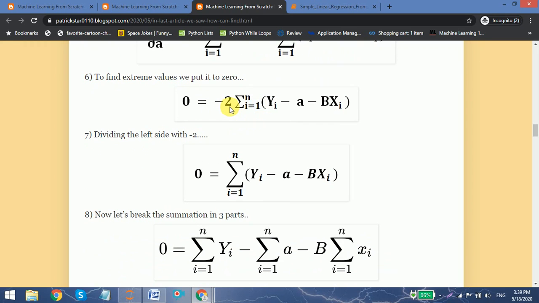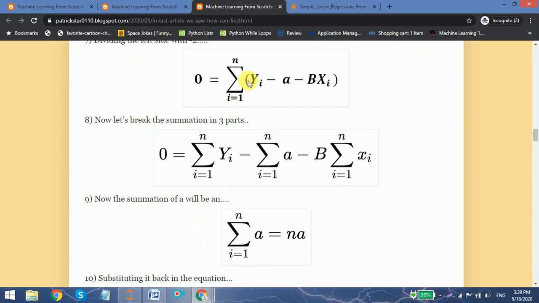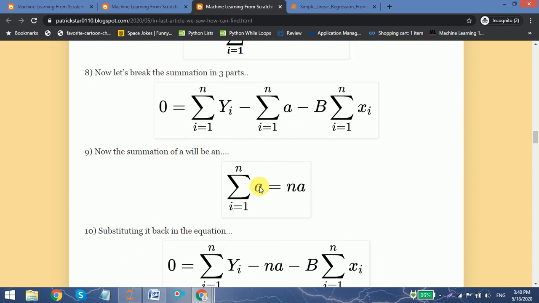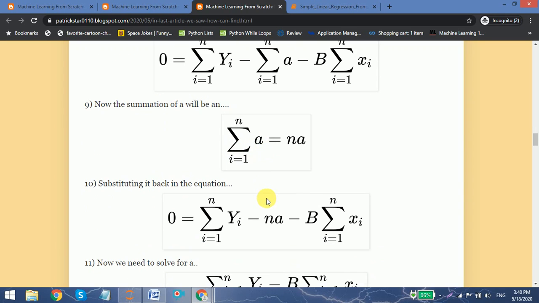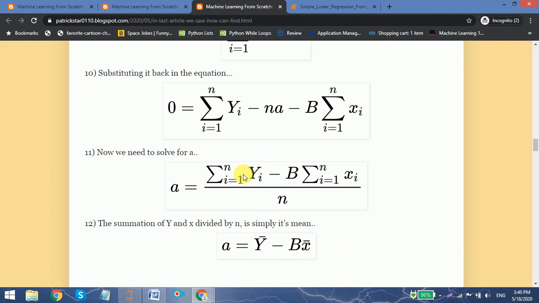Now we divide by 2 on both sides, so we get 0 equals the remainder of this equation. We divide this function into 3 parts: sigma for yi, sigma for a, and sigma for bxi. We know that the sum of a for i equals 1 to n will be na, because a is repeated n times, so its sum will be n times a. So we put na here, and now what we need to find is the value of a, so we can take na to this side and calculate a.